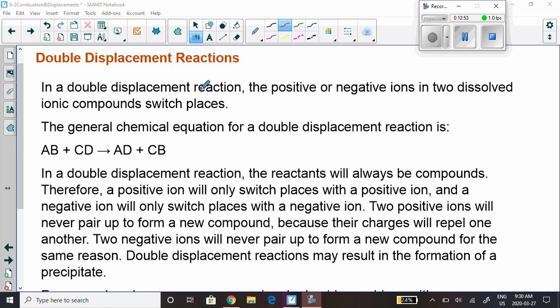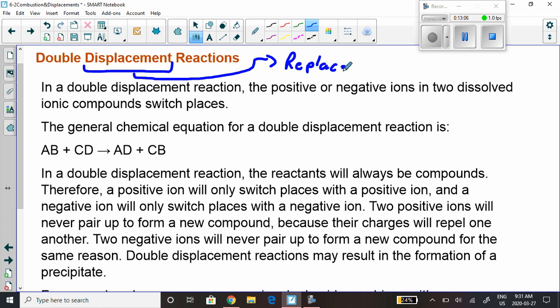Next we have double displacement reaction. Now, I'm going to remind you, just like the last time, some textbooks, some folks call this a double replacement reaction. That's okay, it's just a different name, but you will see it every once in a while. Now, double displacement reaction is very similar to this.